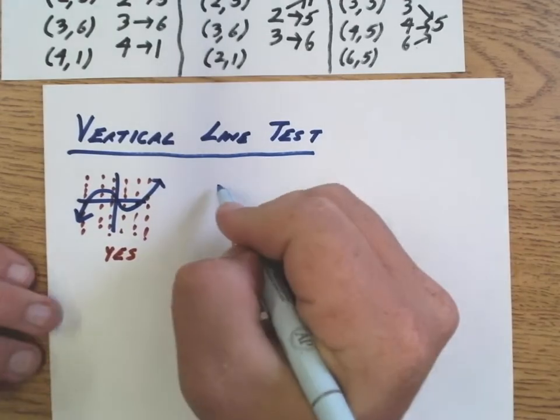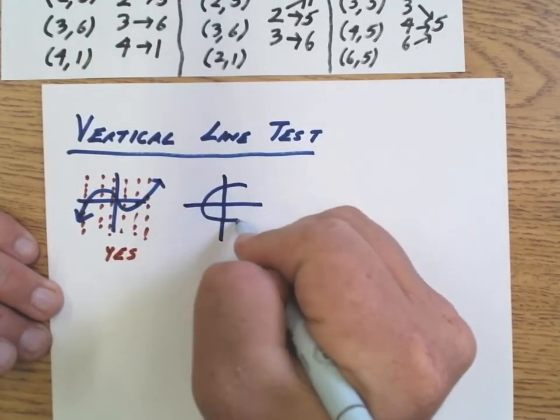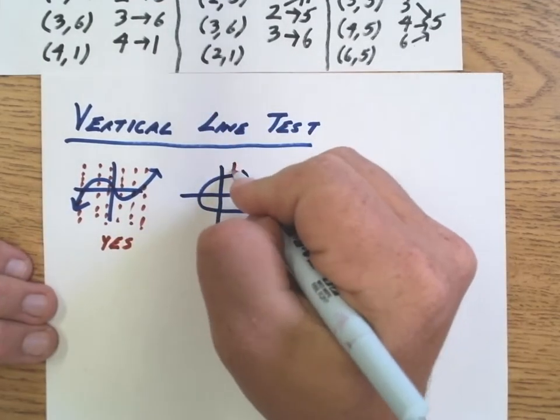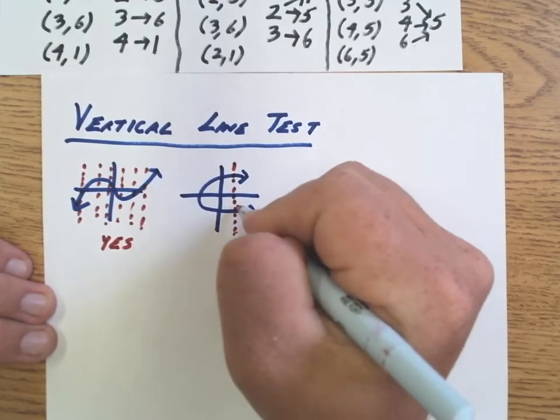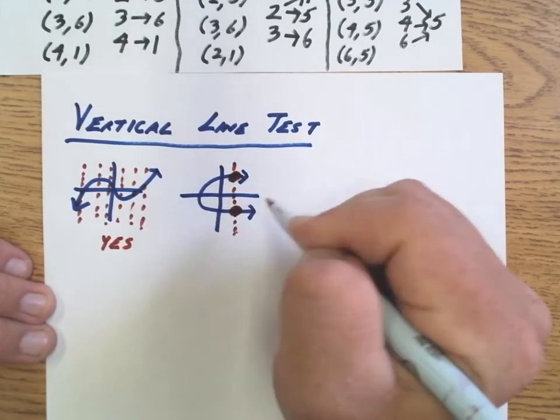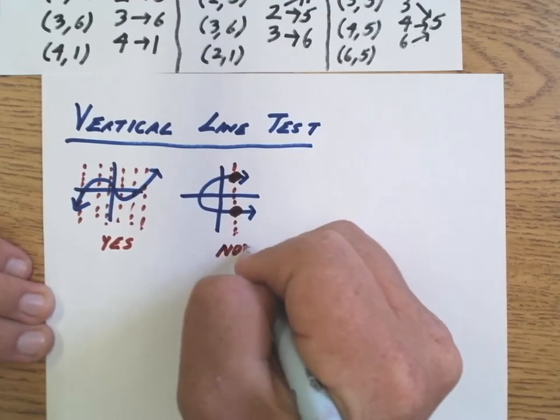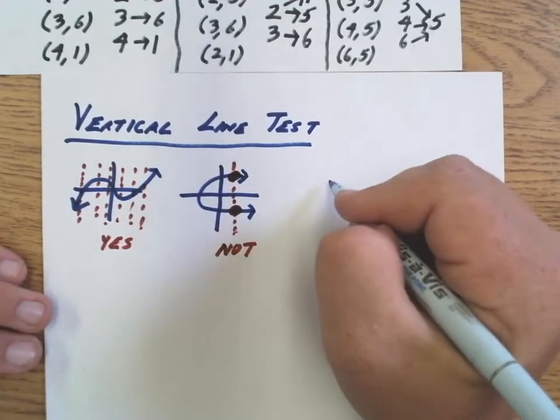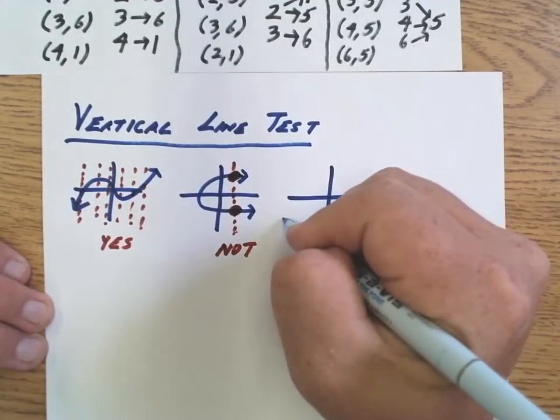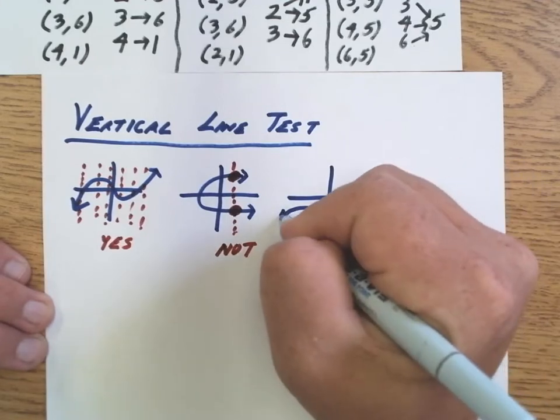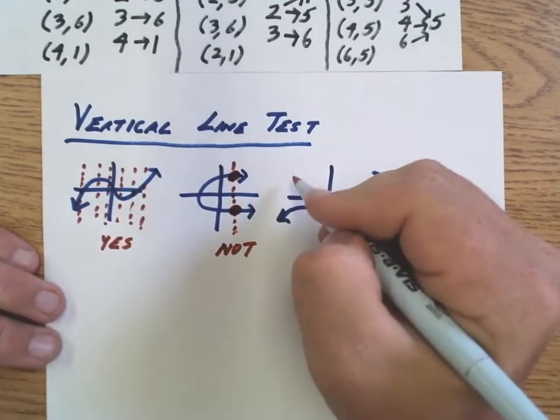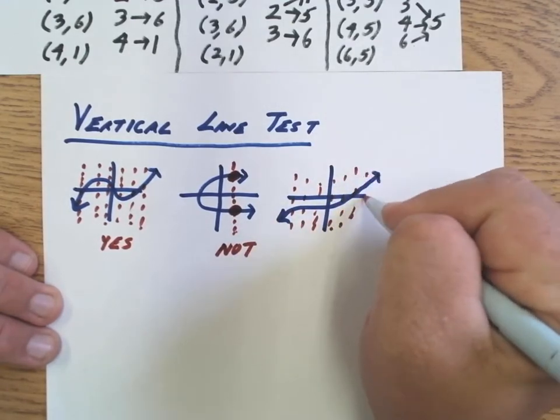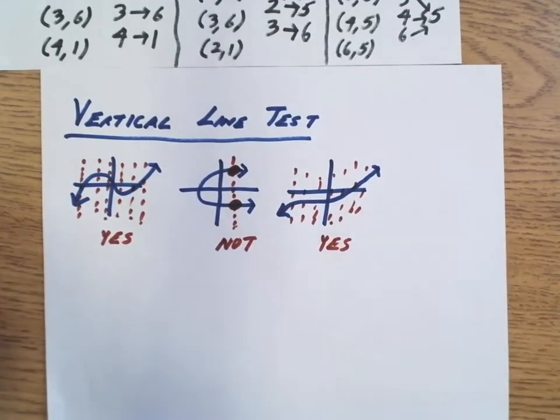Now, if you were to draw a graph such as this, and you ran a vertical line through it, would that vertical line cross that graph in more than one point? The answer is, it crosses it twice, not a function. That's the difference between the two. So one more time, if we were to draw something like this, a vertical line would go through it once. This is said to pass the vertical line test.